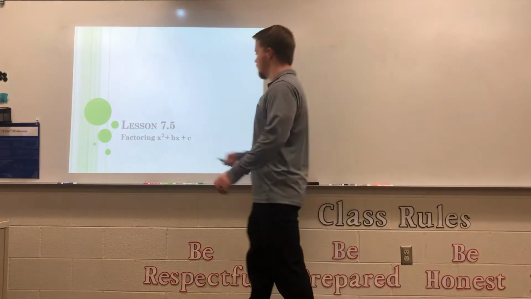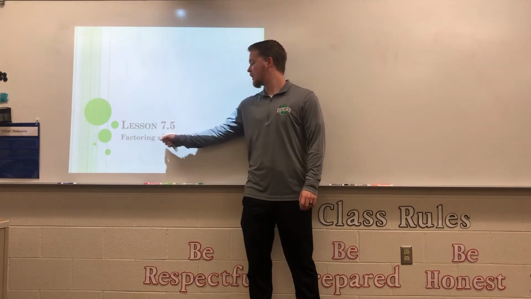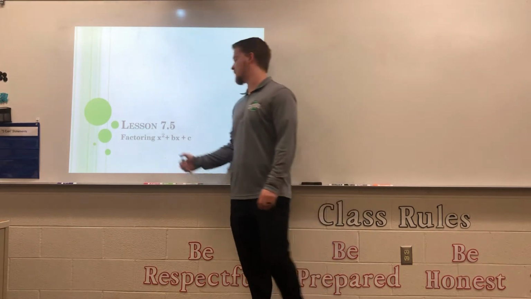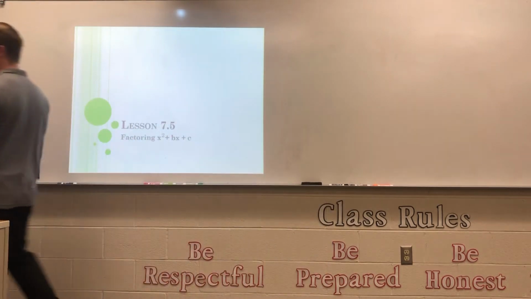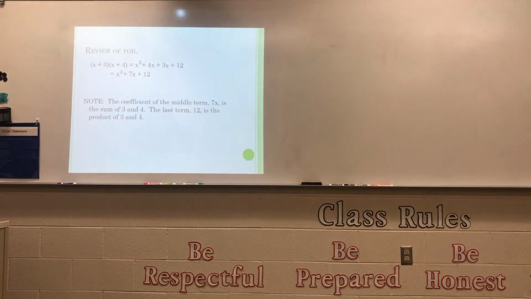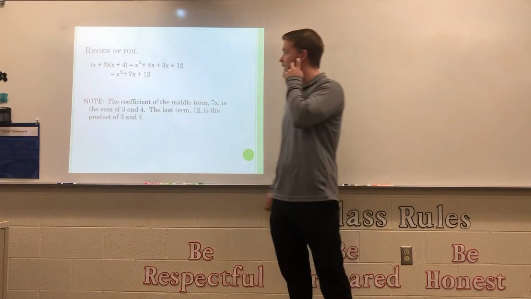Alright, today we're going to get into 7.5, which is factoring the form x squared plus bx plus c. So this is kind of from when we did FOIL, but now it's kind of doing it backwards. So, let's review FOIL real quick. Just remember FOIL stood for first, outer, inner, last.